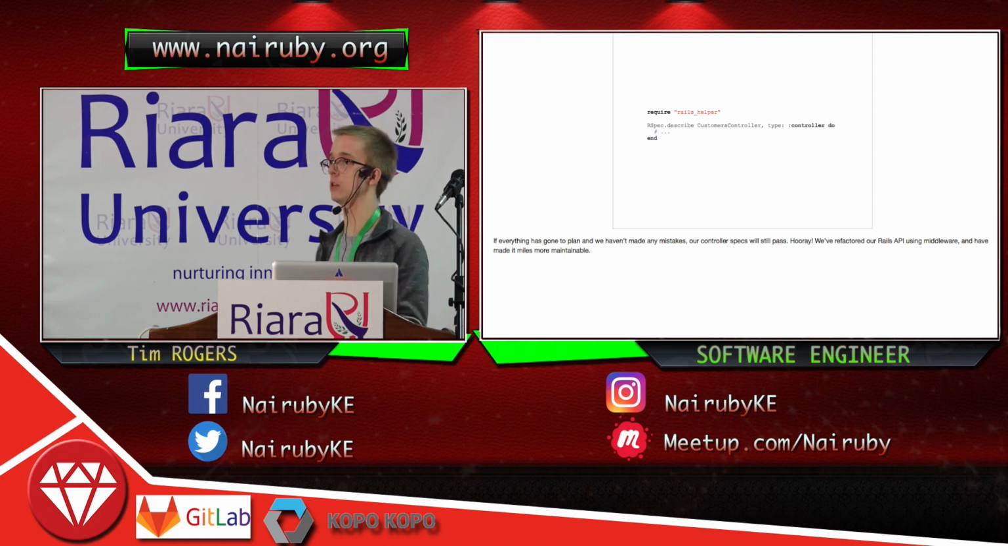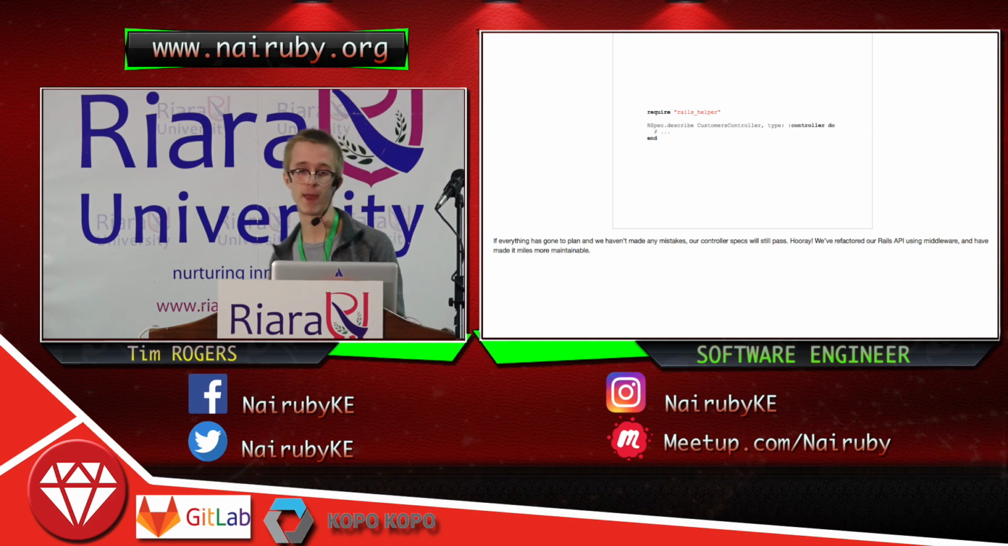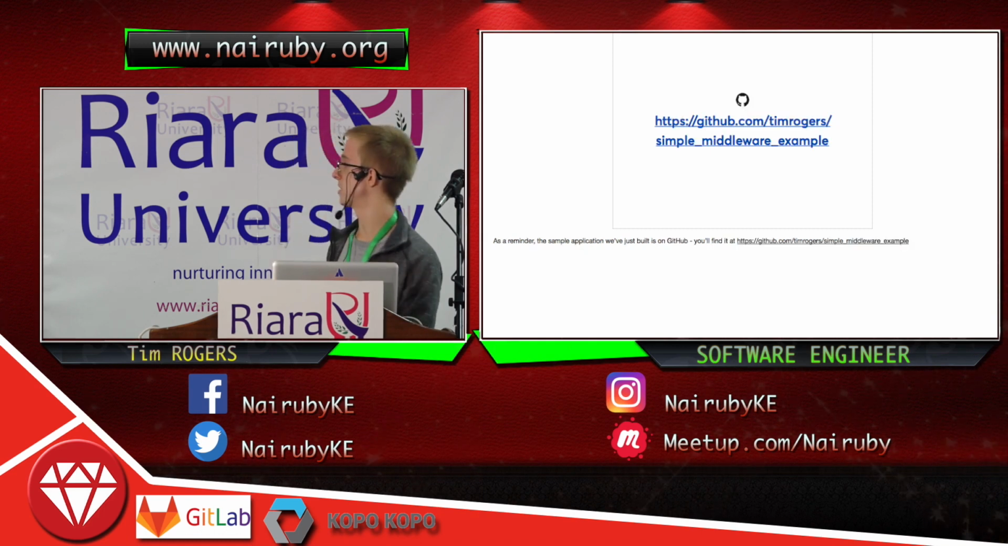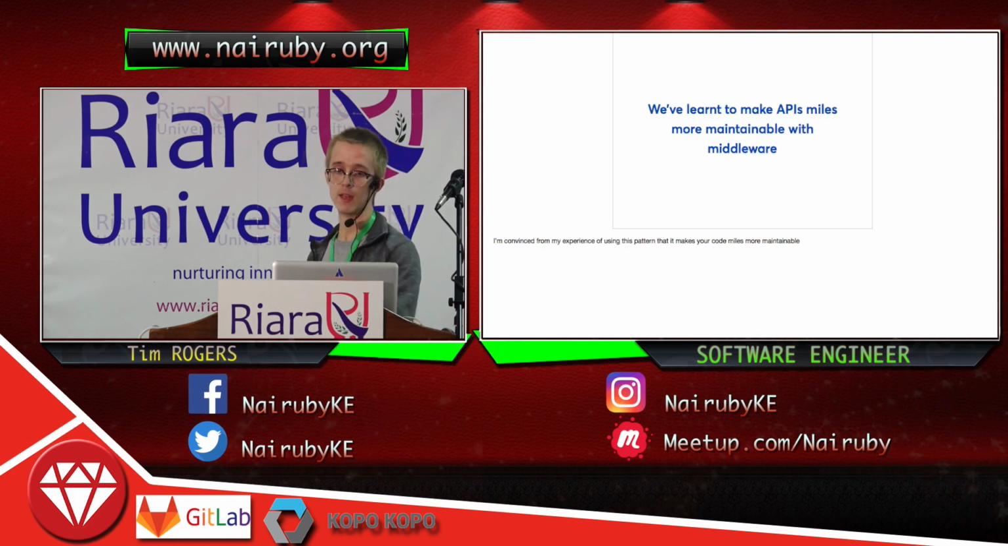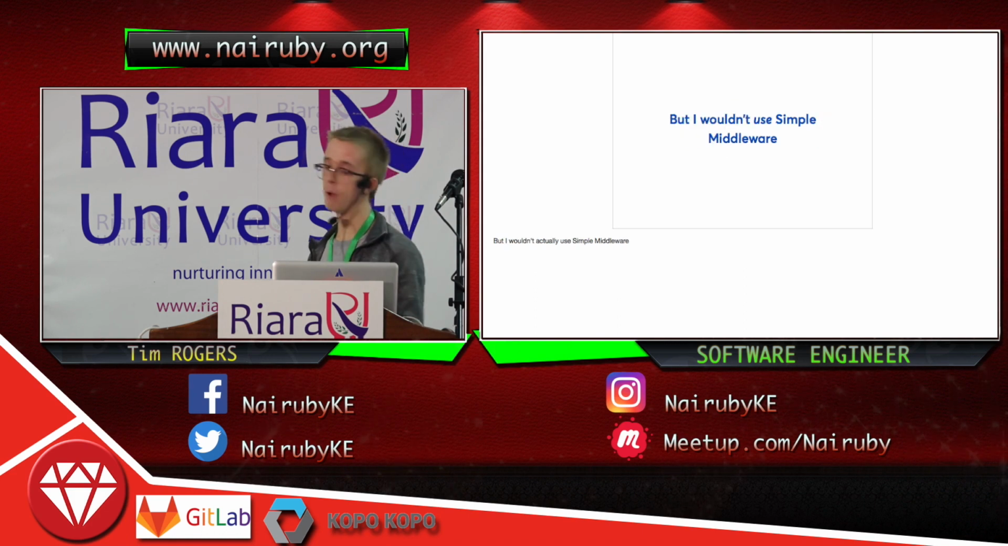Even if you end up sticking with using controllers, it might make you see things in a different way and help you to write better code anyway. So you can find this example on my GitHub at github.com/timrogers/simple middleware example.